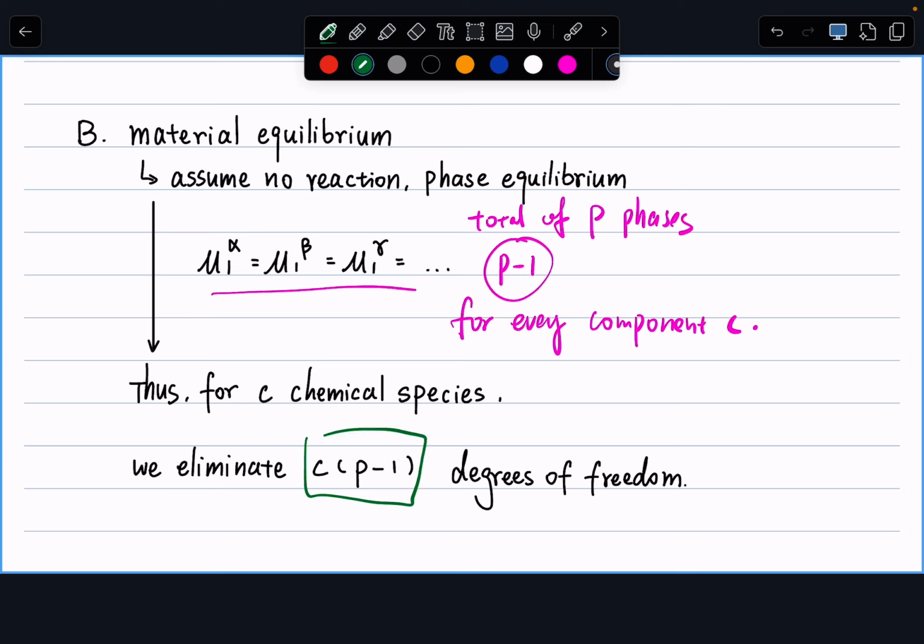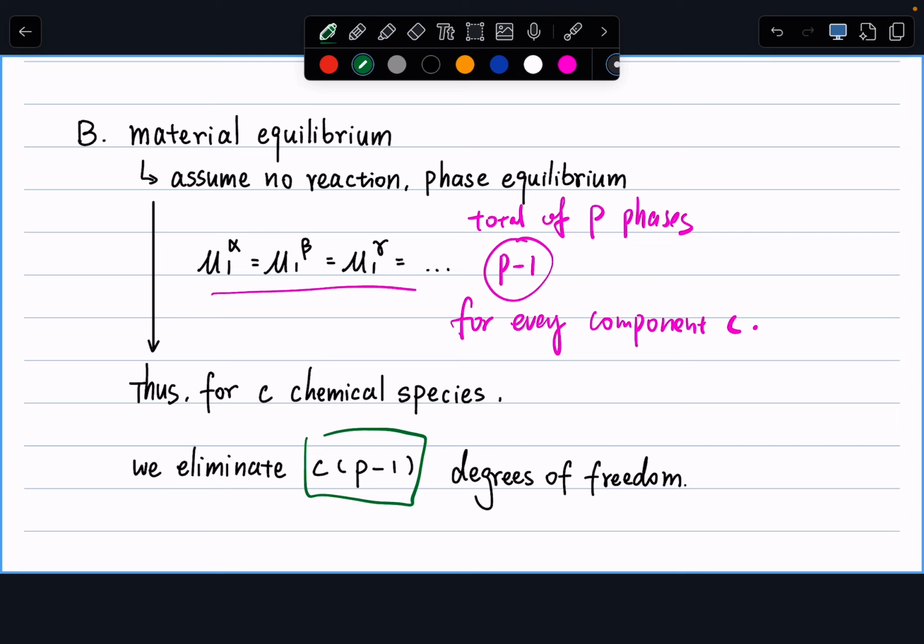All right. So taking together, what do we have? We have this one minus C times P minus 1. This comes from phase equilibrium. Any questions before we move on? No? Okay, sounds good.